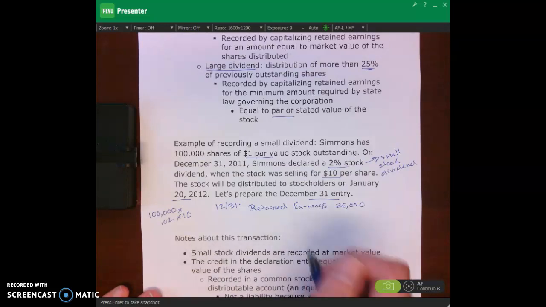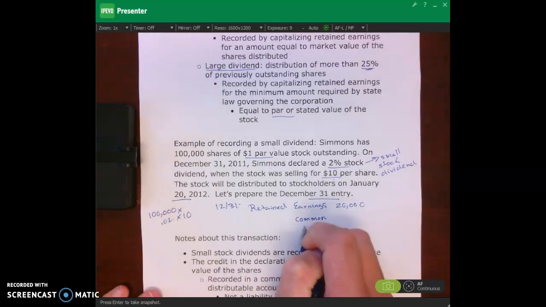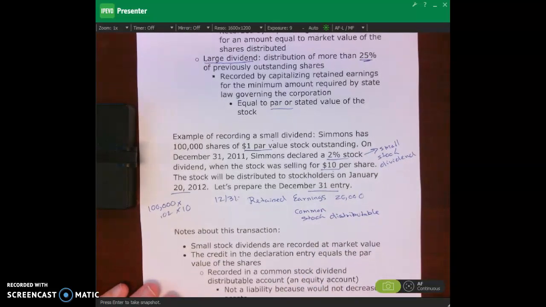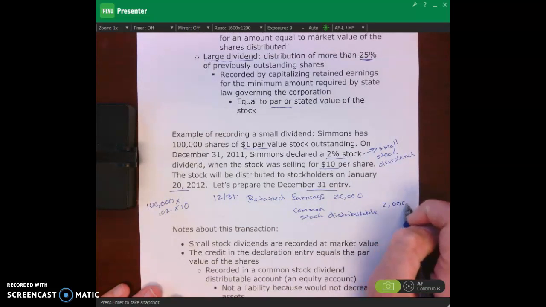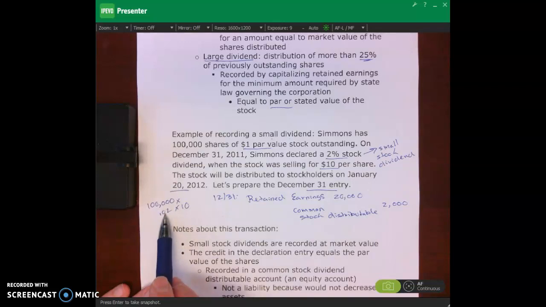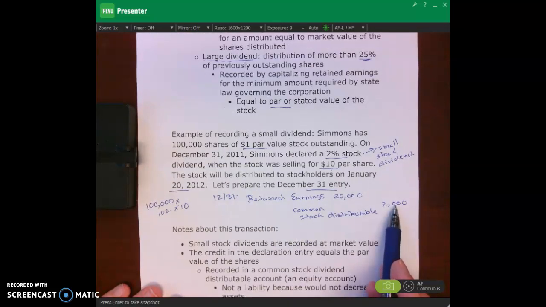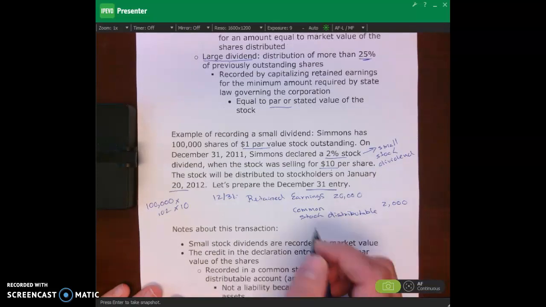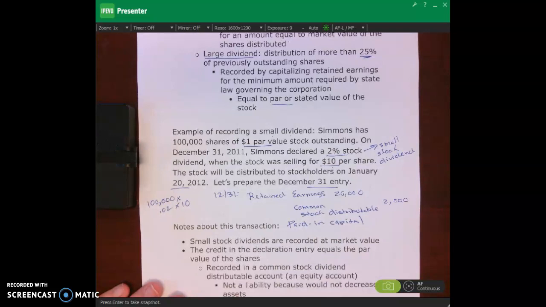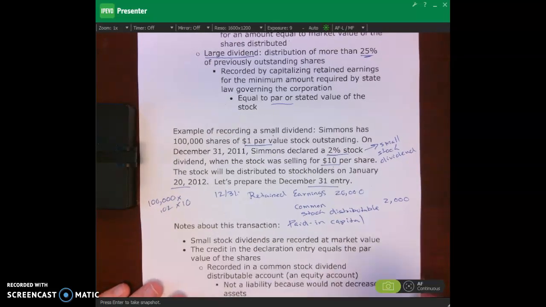Now, where do I move it to? I'm going to move it to my common stock distributable, because this is on the date of declaration. This is going to be for my par value, which is my $2,000. It's $20,000 here, the market value, $2,000 par value. How did I get that? My 100,000 shares times my 0.02, 2,000 new shares, times my $1 par value per share gives me my $2,000 right there to my common stock distributable. Okay, so then the difference goes to paid in capital. I'm just going to write paid in capital there because I'm running out of room. But remember, the full name is paid in capital in excess of par, equal to the difference between the par and the market, $18,000. This is the journal entry on the date of declaration.